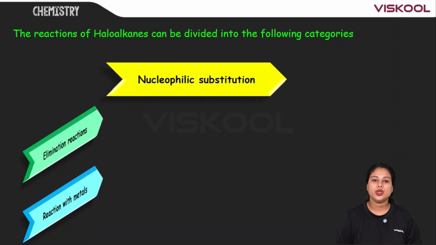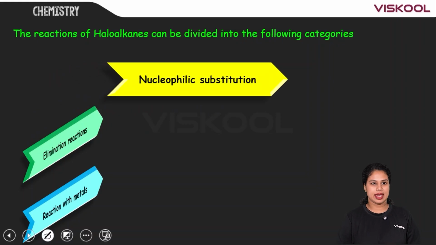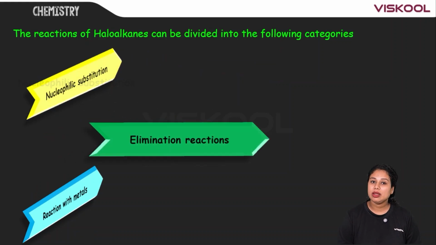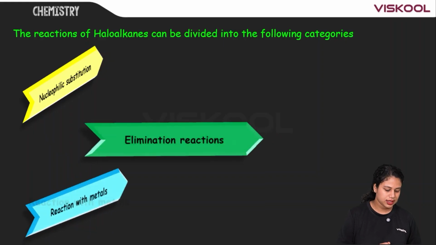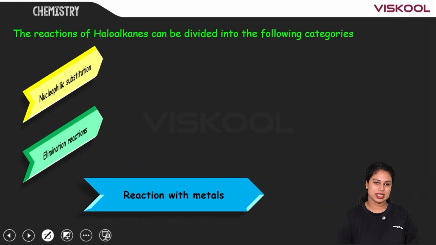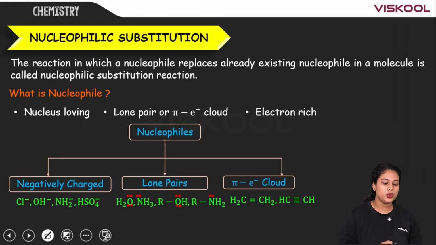First of all, it is the nucleophilic substitution reaction. The first reaction that we are going to discuss is nucleophilic substitution, and in today's session we are going to discuss this particular reaction of haloalkanes. The second type is the elimination reaction, and the third type is the reaction with metals. These are the three reactions of haloalkanes that we need to discuss, and today we are going to start with nucleophilic substitution. Very important portion of this chapter.